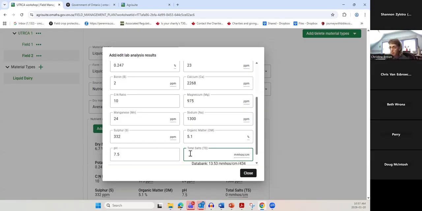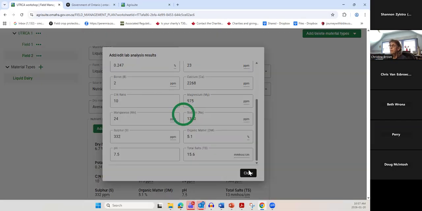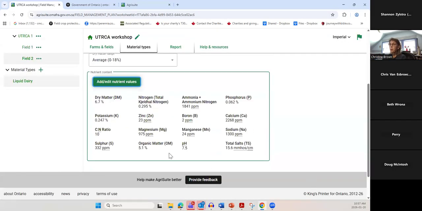I must have forgotten to write it down. We'll use the average in this case because I can't remember what it was. Oh, it was 15. So there I have my manure analysis. If I have an account and I want the report, that report is going to give me all this information so that I have it saved.